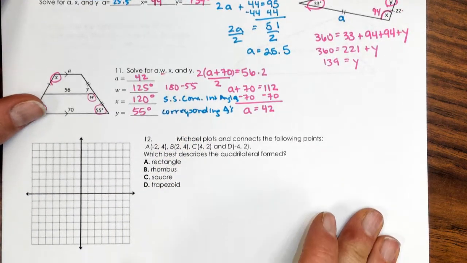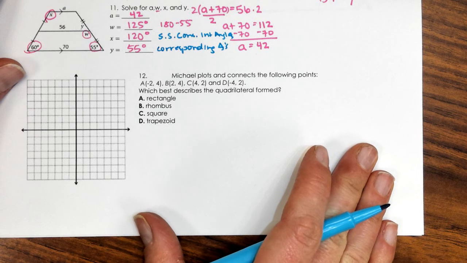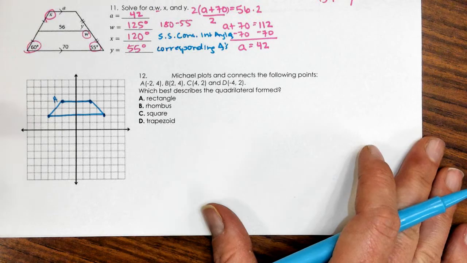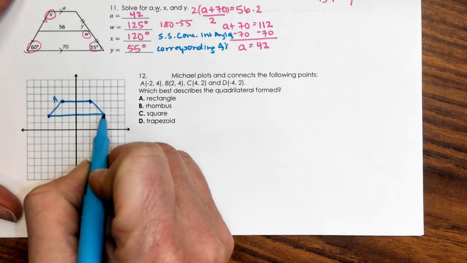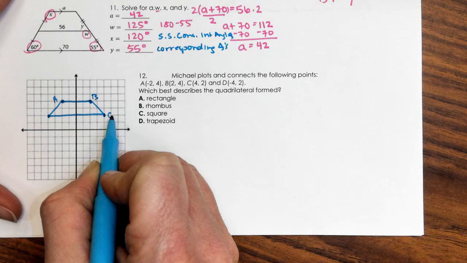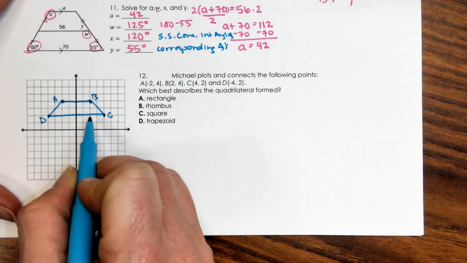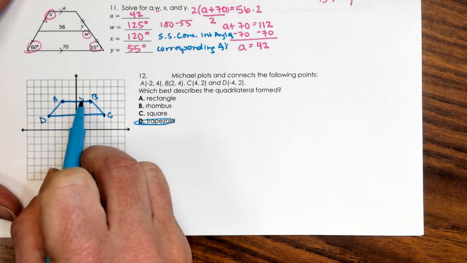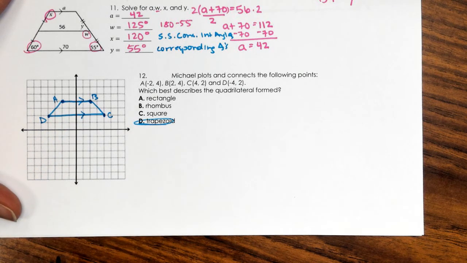So good. Michael plots and connects the following points. Which best describes the quadrilateral? Once you plot the points, you have A, B, C, and D. You can see that this must be a trapezoid, and you can prove that by saying that it has one pair of parallel sides.